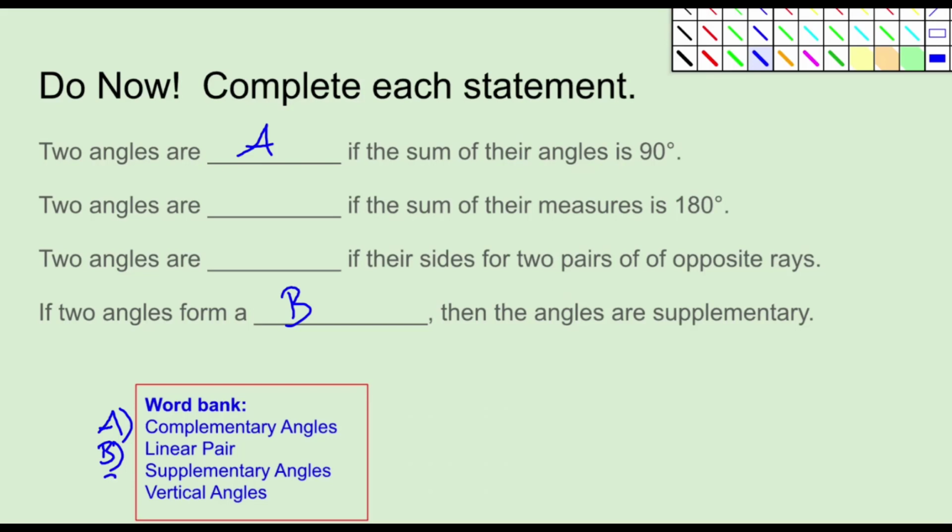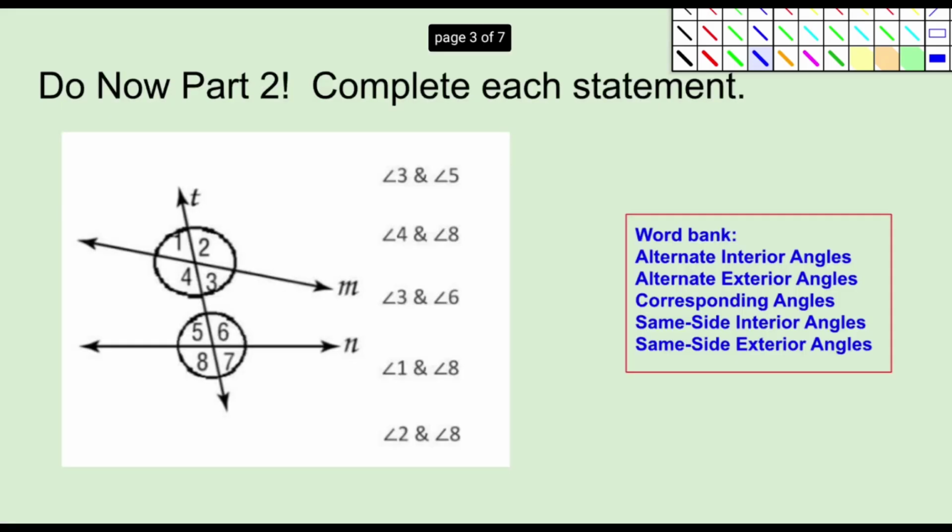Supplementary angles are two angles that add up to 180. So that's going to be this one, two angles. If their sum measures is 180, perfect. And the last one must be vertical angles. Two angles whose sides form opposite rays. All right, that's a tough one right there. So that shouldn't be too bad, but we have a second do now.